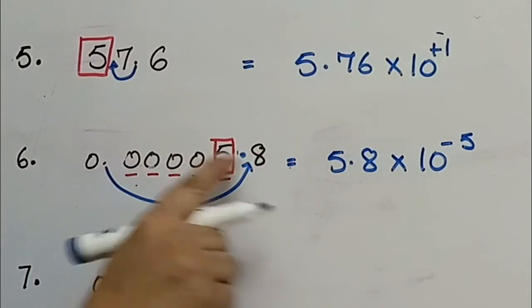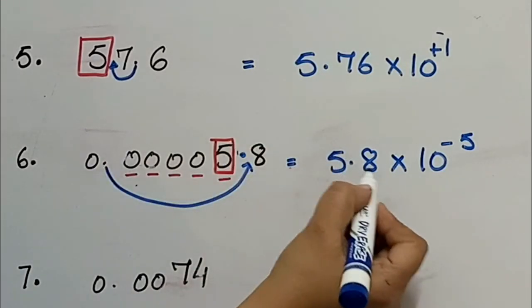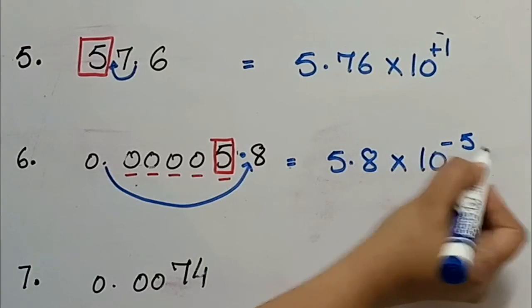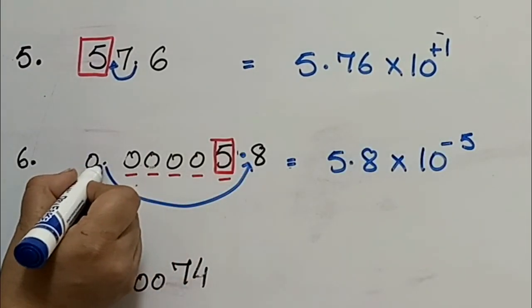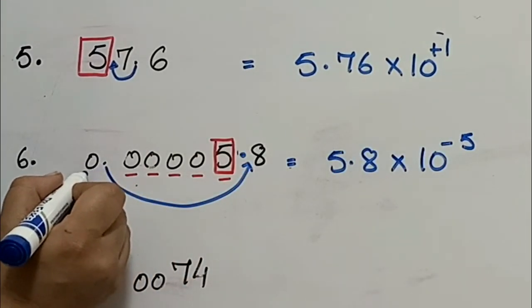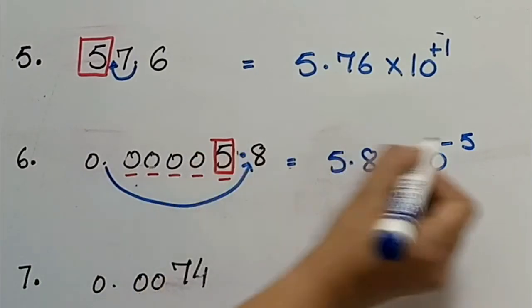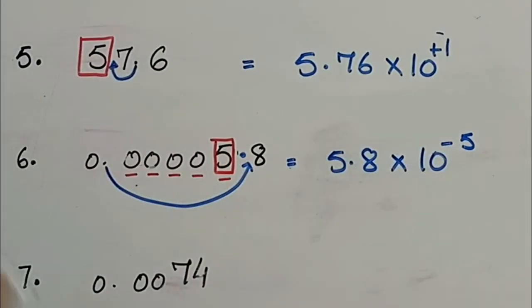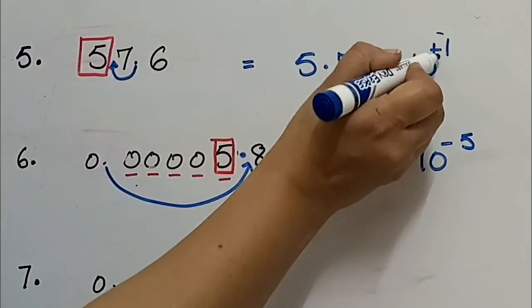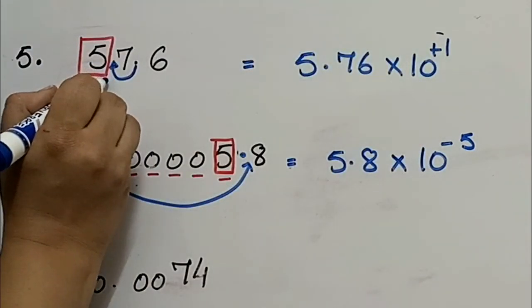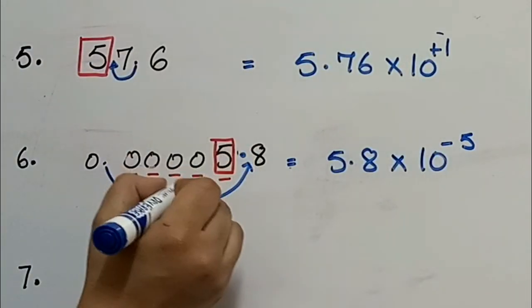How? That it is 5.8 multiplied by 10 raised to power minus 5. We have moved the point from left to right. So that's why the negative sign will be coming. Or we can say that the positive sign associates with the larger number and the negative sign associates with the smaller number.